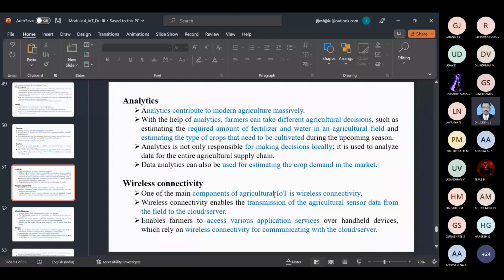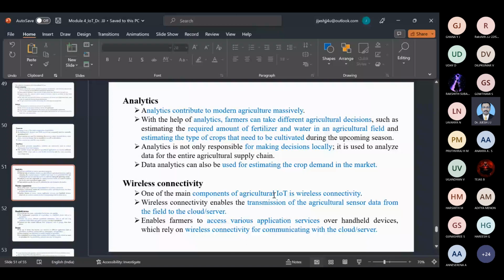And data analysis can also be used for estimating the crop demand in the market. So now if you're doing a proper analysis, you may see that, for example, if you take the case of tomatoes, in some season the demand will be very high, and in some season it will be low.